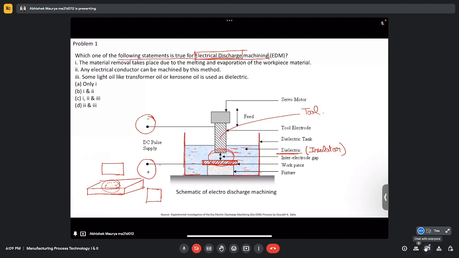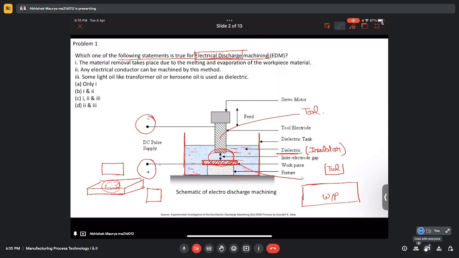Now I will simplify the diagram a little bit more. Here we have the tool, and this is the workpiece, and in between it is filled by dielectric. Now we have applied some negative potential here, and the workpiece is at positive potential.